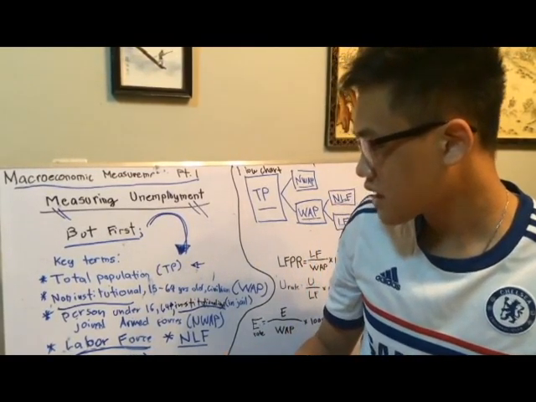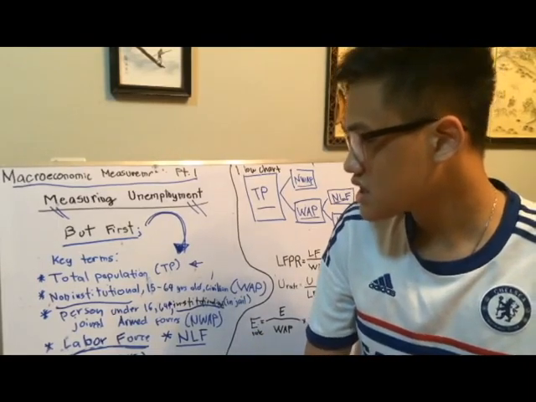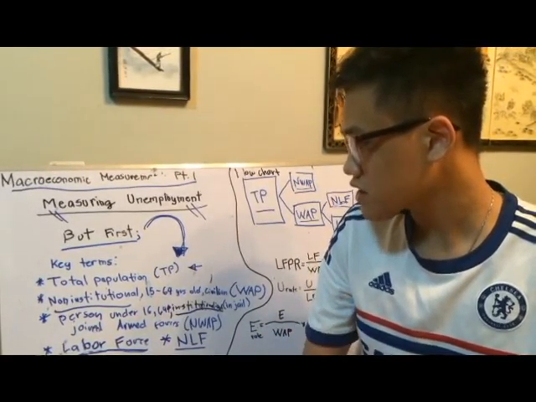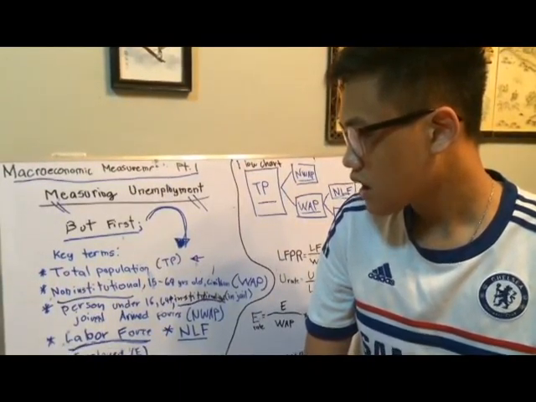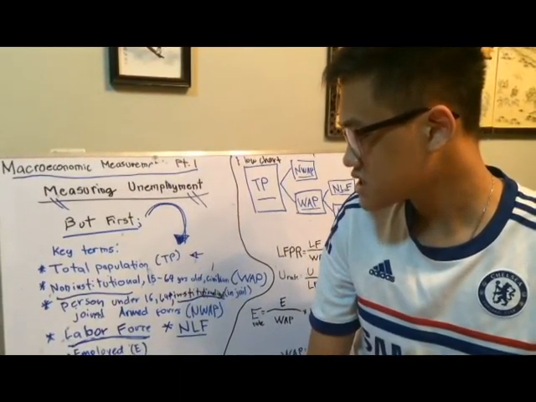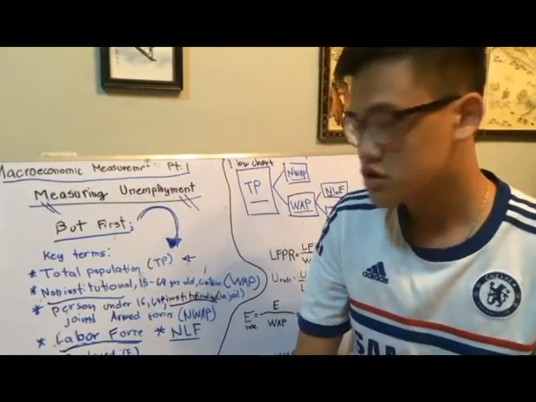We have the WAP and the NWAP. WAP would be the non-institutionalized 15 to 64-year-old civilians, and under the NWAP would be the people under 15, above 64, institutionalized, in jail, or those people who joined the armed forces.